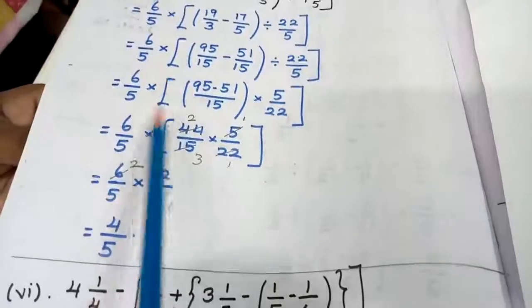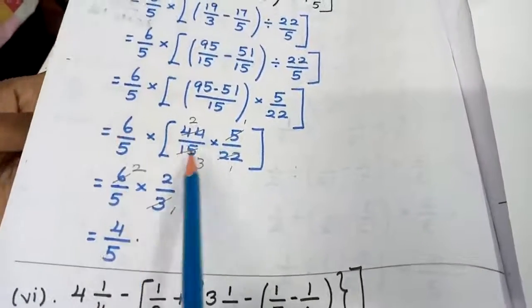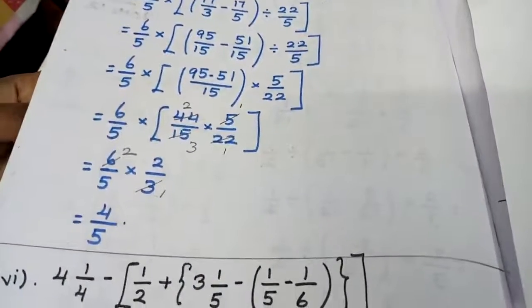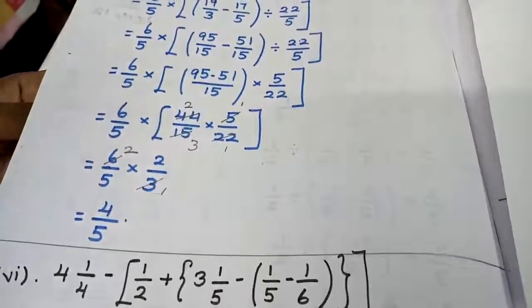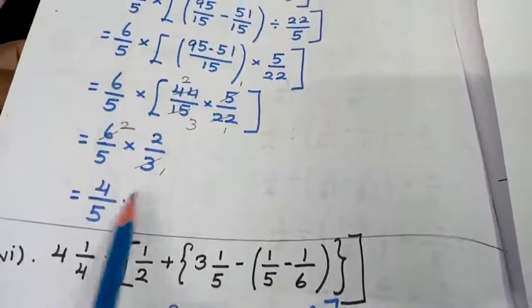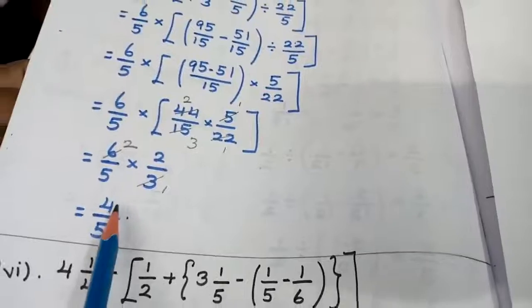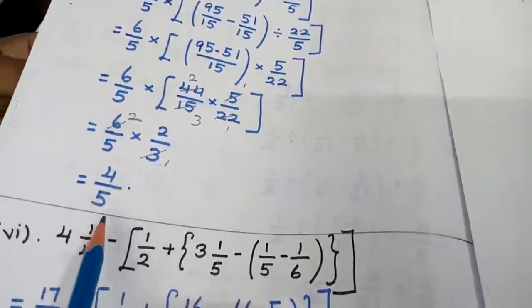If you make any changes, if you do it any other way, without using the BODMAS rule, you will get some other answer. But the answer will not be correct. You must get 4 by 5 as your answer.